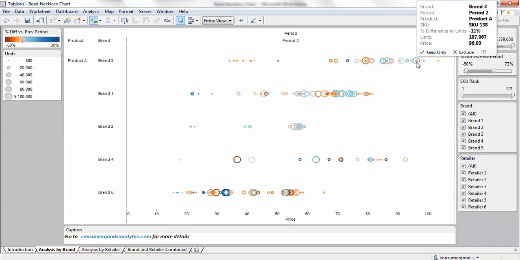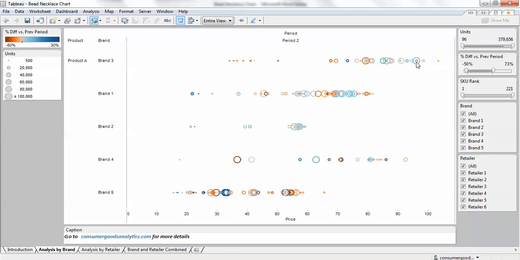It's towards $96 exactly. The percentage change versus the previous period is minus 11%, which is blue because that's better than most of the other SKUs, and it's a big bubble, so it shows that it's one of the top selling SKUs. So that's how to interpret the chart.